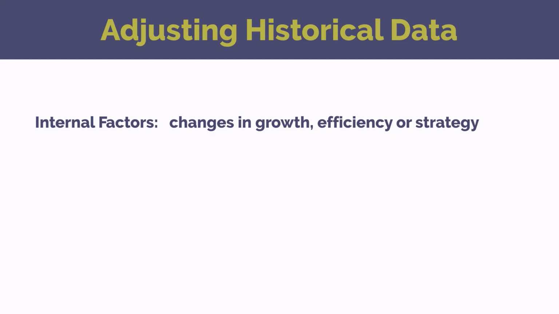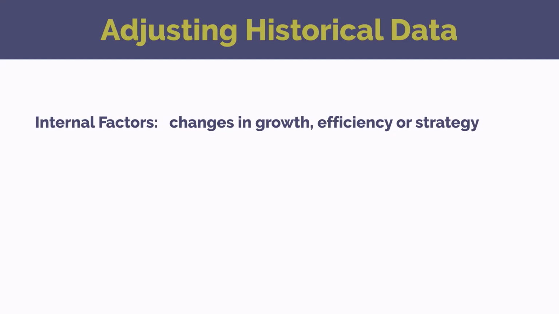Internal changes come from within the business and often reflect growth, operational improvements, or shifts in strategy. Depending on their nature, these changes may increase, decrease, or stabilize costs. If you are opening a new location, you may need to budget for additional rent, utilities, staff salaries, and inventory. If you are launching a new product line, expect higher production and marketing costs.